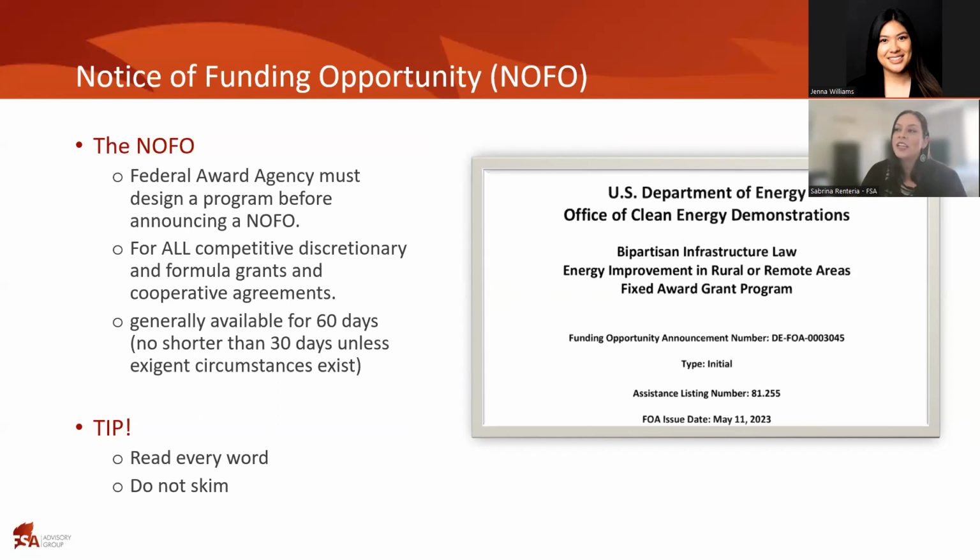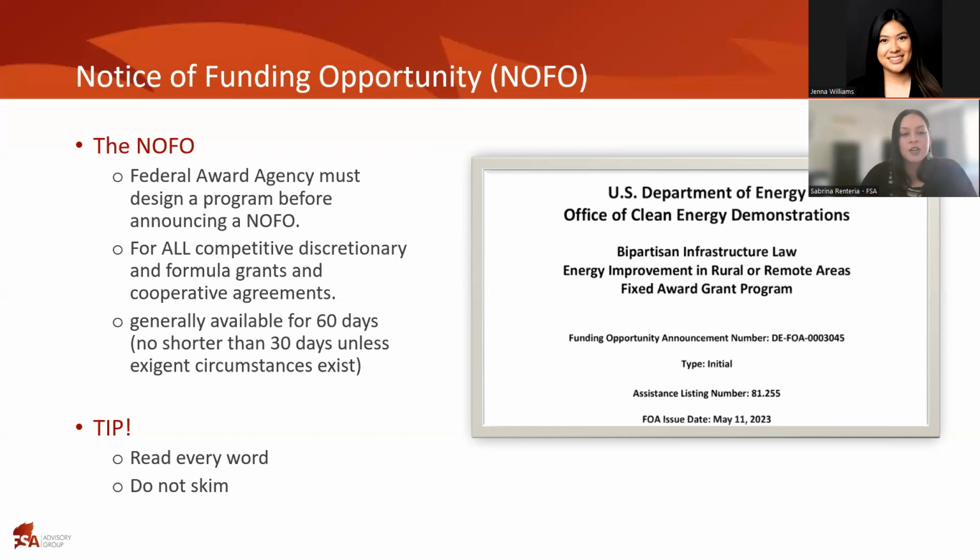So notice of funding opportunities must be designed before announcing one. The federal award agency must design a program before announcing a grant opportunity. The federal award agency has to submit a NOFO for all competitive discretionary and formula grants, including cooperative agreements. So these have to be published and out there for the public to see.